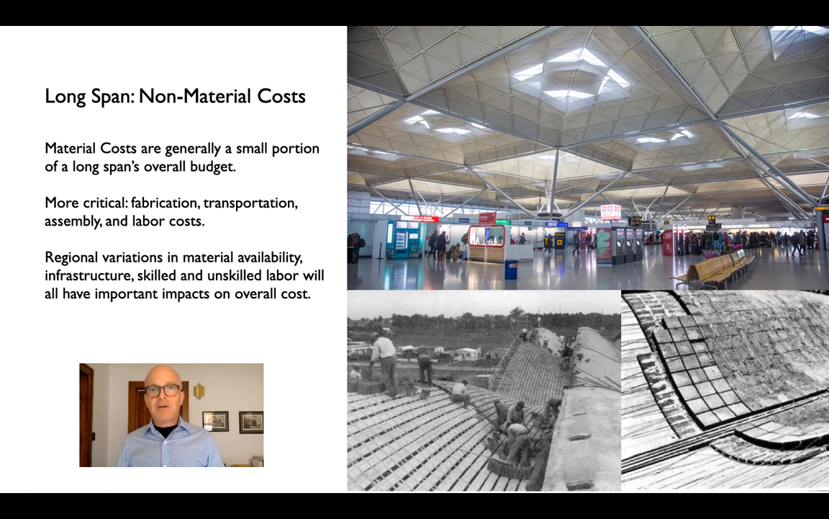We have to look very carefully at what materials are available, but also what regional differences there are in how those materials get fabricated and brought to the site. Is there good infrastructure? How much skilled or unskilled labor is available, and how much does it cost? And so here are a couple examples of long spans.